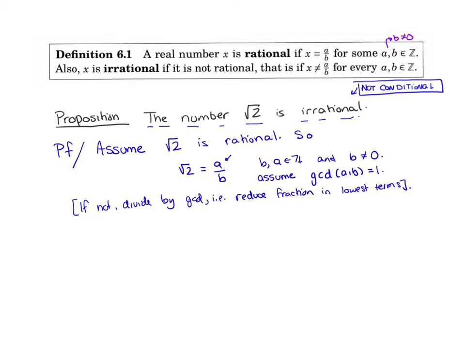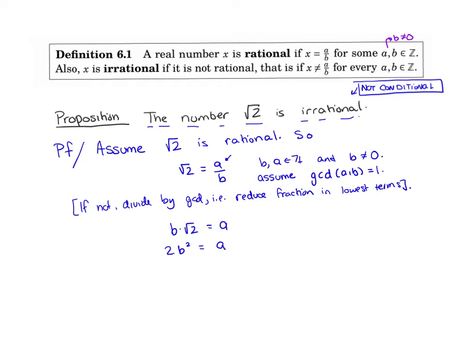So that's going to be our assumption. And now we're going to just do some algebra to this. So the first thing we're going to do is, nobody likes fractions, so we're going to multiply everything across. Let me not go down too far there. So b times square root of 2 equals a. Nobody likes square roots, so I'm going to square both sides. So I get 2b squared equals a.